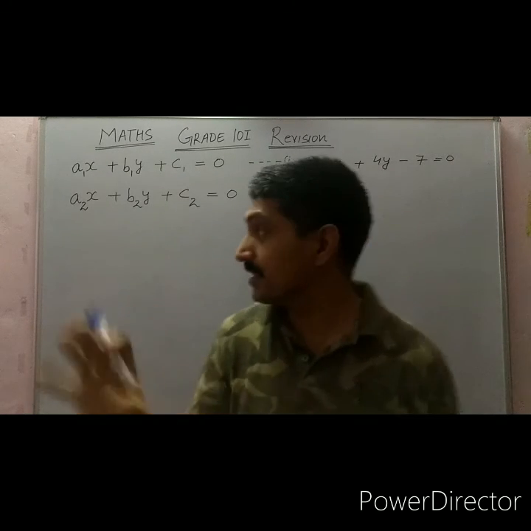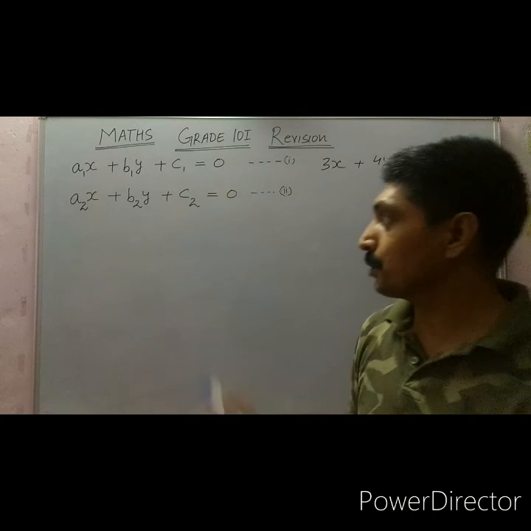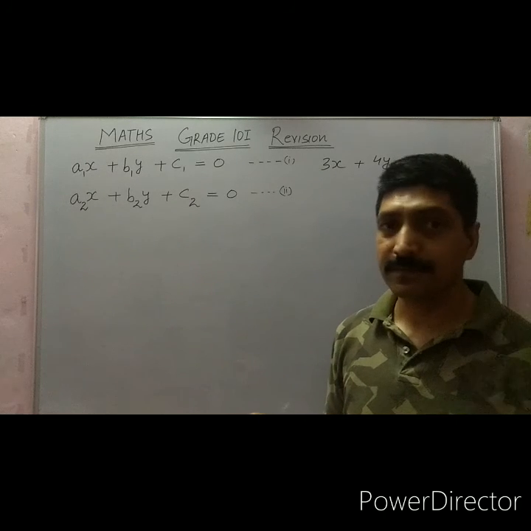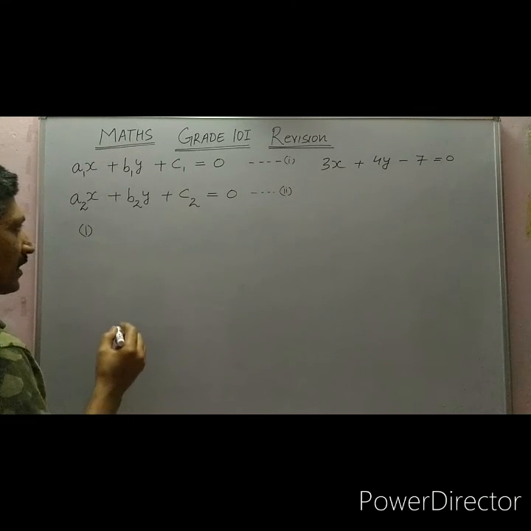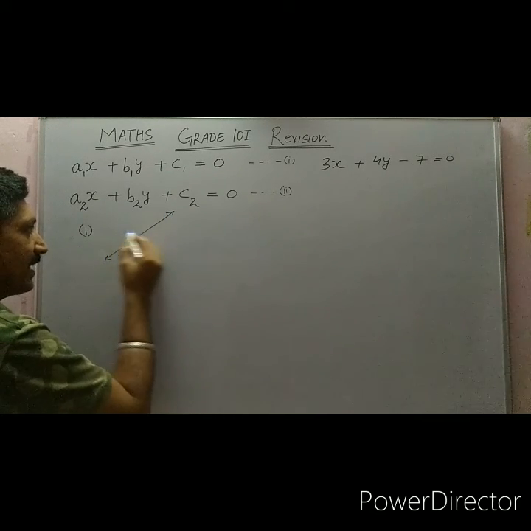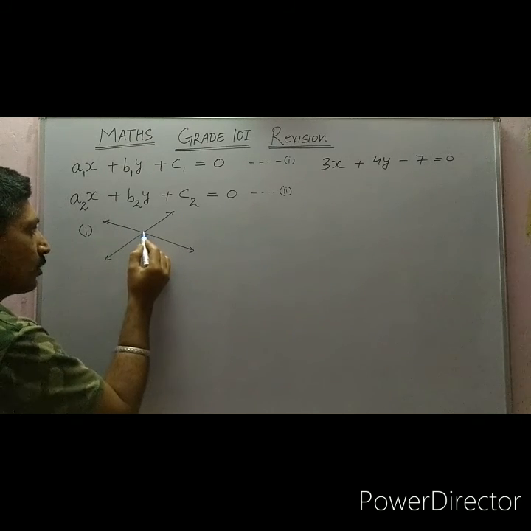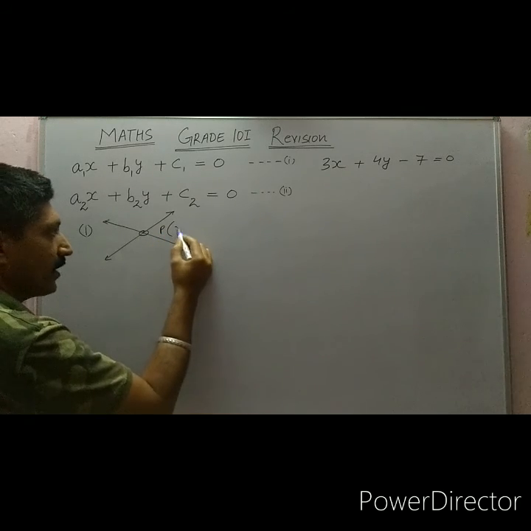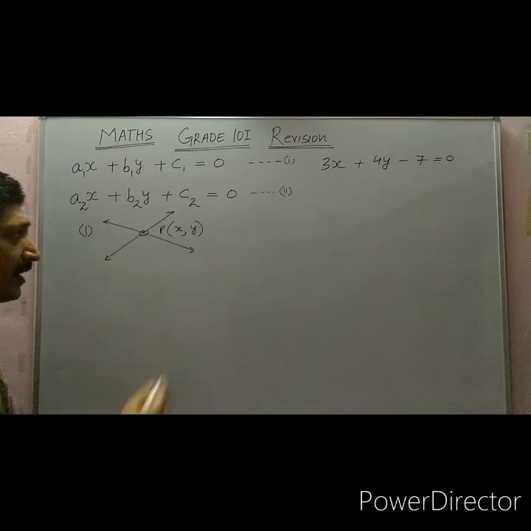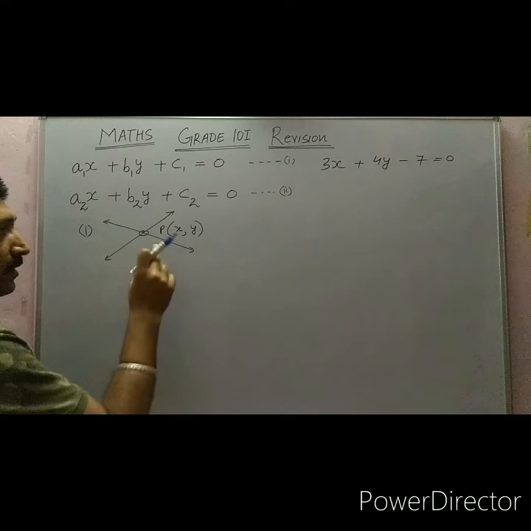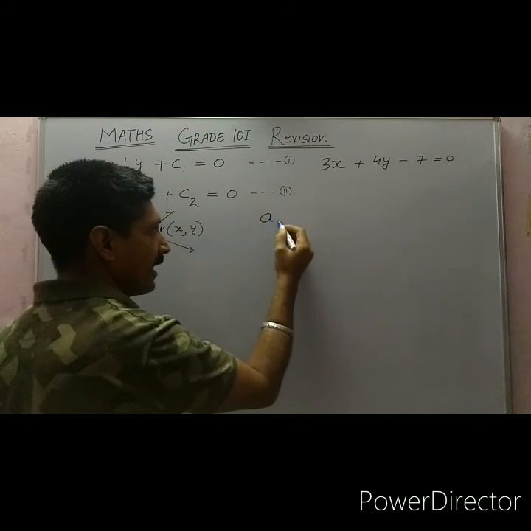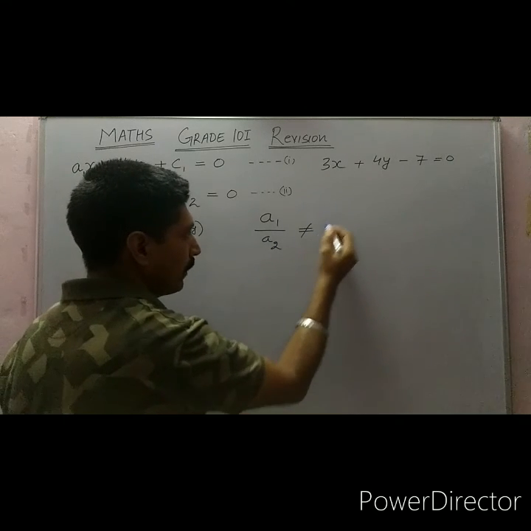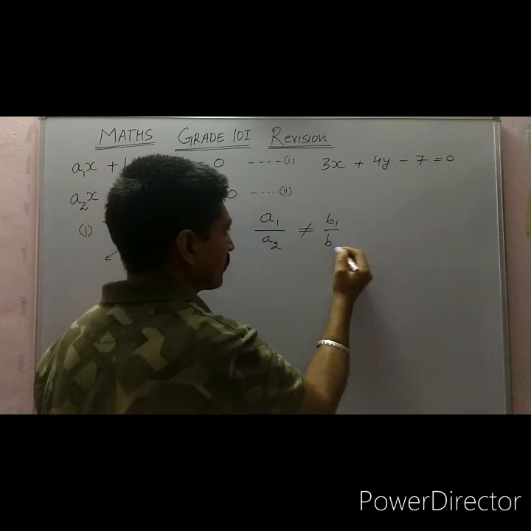So if we discuss in detail, whenever we have simultaneous equations, then we have three cases. First case, when these two lines, the equations of lines, intersect each other and they have a unique solution. Here at point P, they have a unique solution in terms of x and y. So the condition for these two equations, the coefficients of x and y, is a1 upon a2 is not equal to b1 upon b2.